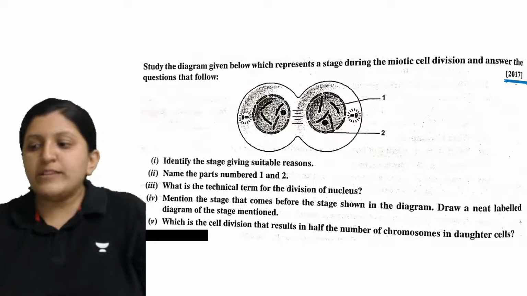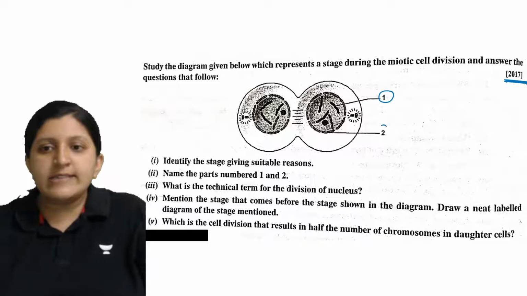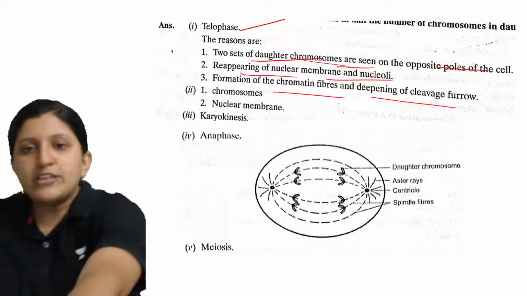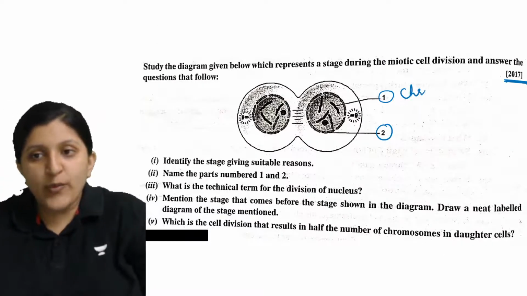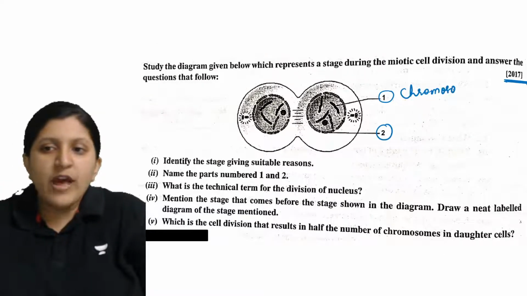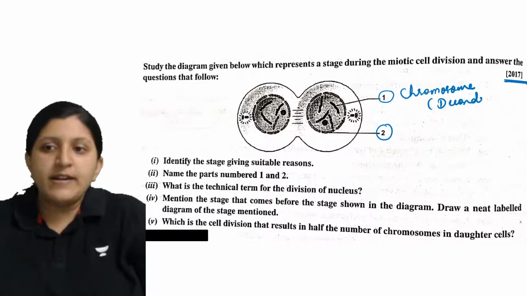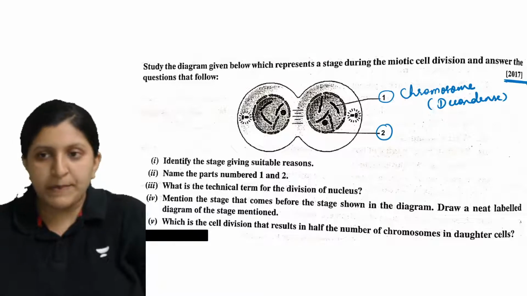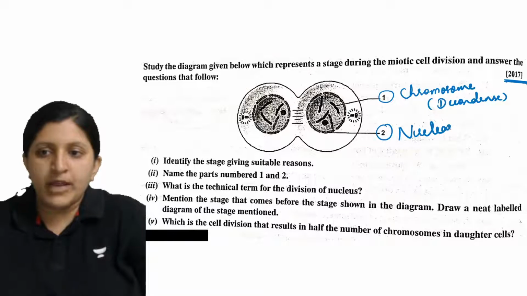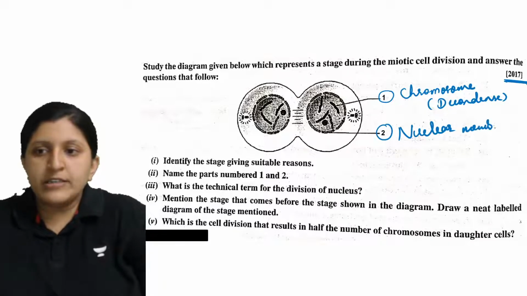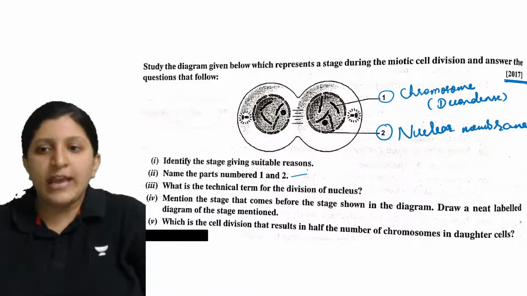So what is that part numbered 1 and 2? So this is what and this is what. So what is mentioned? You can see this is a chromosome which will decondense. So we'll just write it here. Now this is still a chromosome, but it is going to decondense to form the chromatin fiber. Then other than that, this is a nuclear membrane which has reappeared here. So this one is a nuclear membrane. So name the parts numbered 1 and 2 is mentioned.